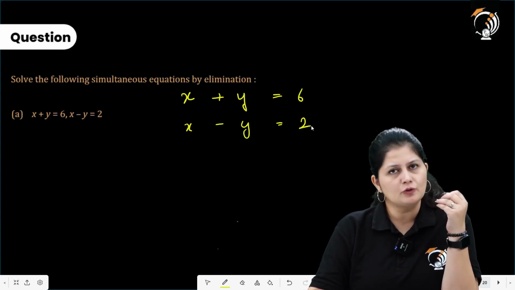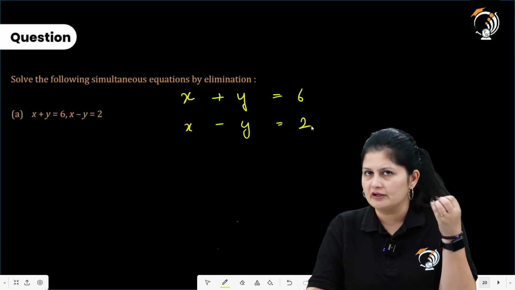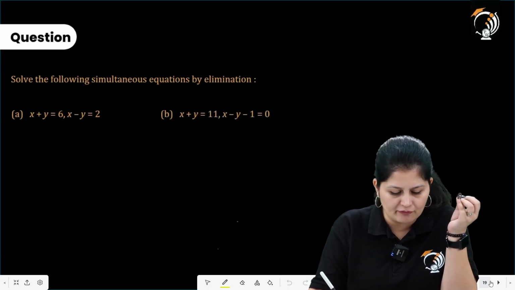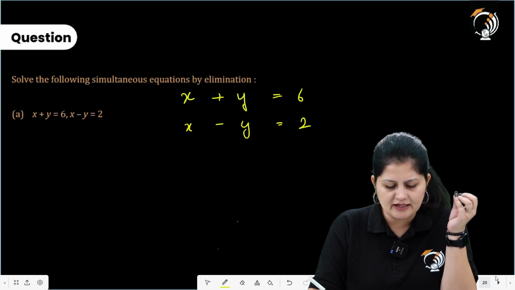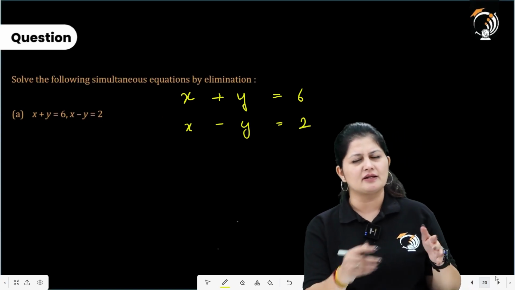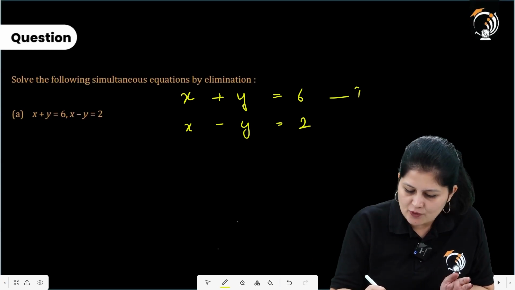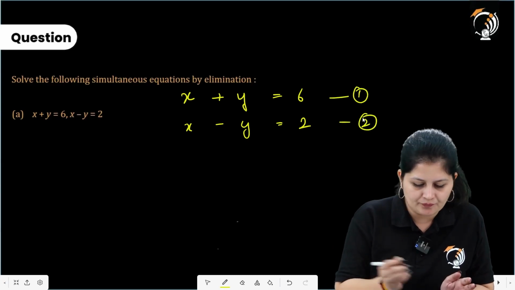So we can do anything. If we want to subtract, we can do that. If we want to add, we can do that. That is nowhere a problem for us. So let me take one with subtraction, and I'll take the second part as the addition. Let's take this as equation 1 and this as equation 2.